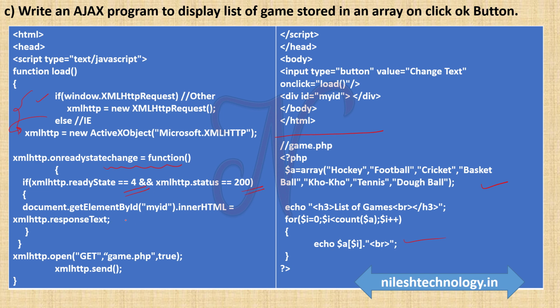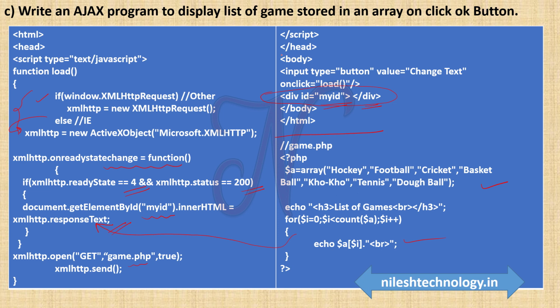Then by using document.getElementById, this is your myID. See here, this is your myID div tag, an empty div tag, so replace it with your response text. So what is response text? Here we open the game.php file, and whatever this file prints as output is set as the response text, and this response text is placed inside this div tag.